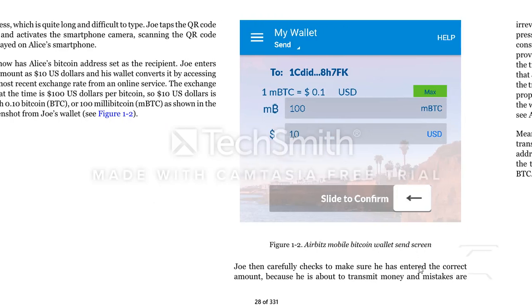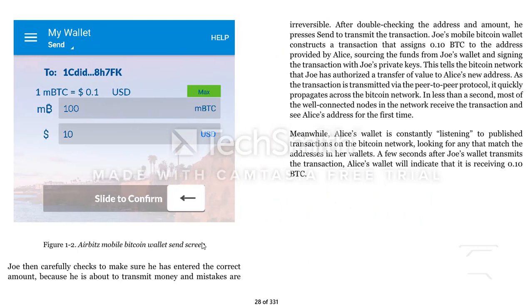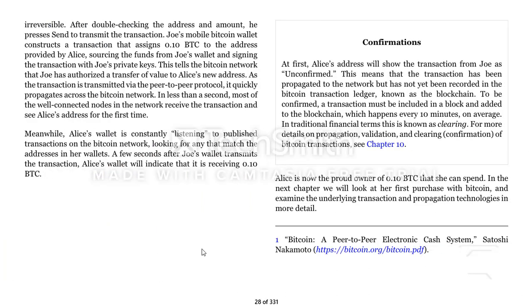Joe then carefully checks to make sure he has entered the correct amount, because he is about to transmit money and mistakes are irreversible. After double-checking the address and amount, he presses send to transmit the transaction. Joe's mobile Bitcoin wallet constructs a transaction that assigns 0.10 BTC to the address provided by Alice, sourcing the funds from Joe's wallet and signing the transaction with Joe's private keys. This tells the Bitcoin network that Joe has authorized a transfer of value to Alice's new address.